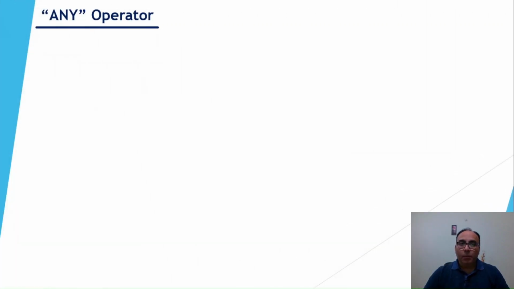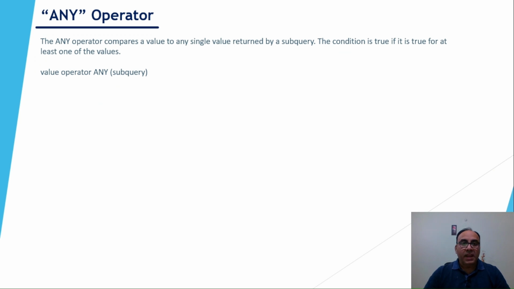Next, we have the ANY operator. The ANY operator compares a value to any single value returned by a subquery. So the condition is true if it is true for at least one of the values. Now let's try to understand the difference. In case of ALL, the condition should be true for all the values. Then only the condition will become true. But in case of ANY, if any of the values is true, then the condition will return true.